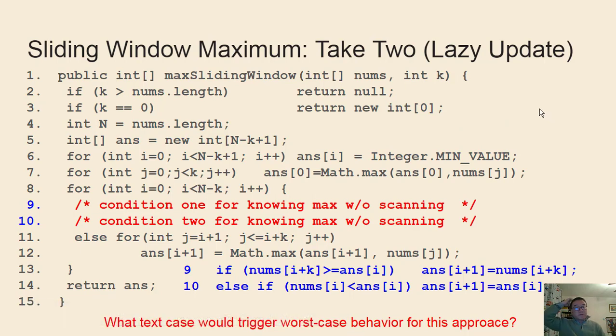The case that triggers the worst case behavior is if the array is strictly decreasing. Any new value we see will not be as big as the current max. And every time, the value we remove from the window turns out to be the max, so we have to scan through the array to find it. That is the case where the lazy update gains nothing compared with the naive approach, except it actually performs some extra checks.